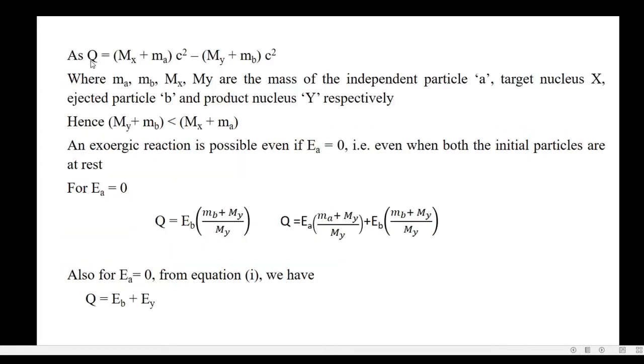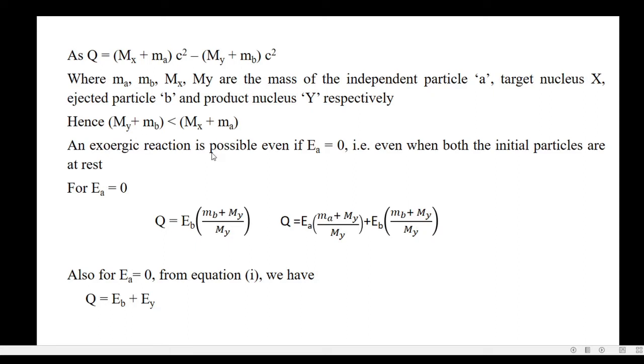As we know that Q value can also be written as (mx plus ma) into c square minus (my plus mb) into c square. Here mx, mass of the target nuclei, ma, mass of incident particle, my, mass of product nuclei, mb, mass of ejected particle. Here my plus mb is less than mx plus ma.